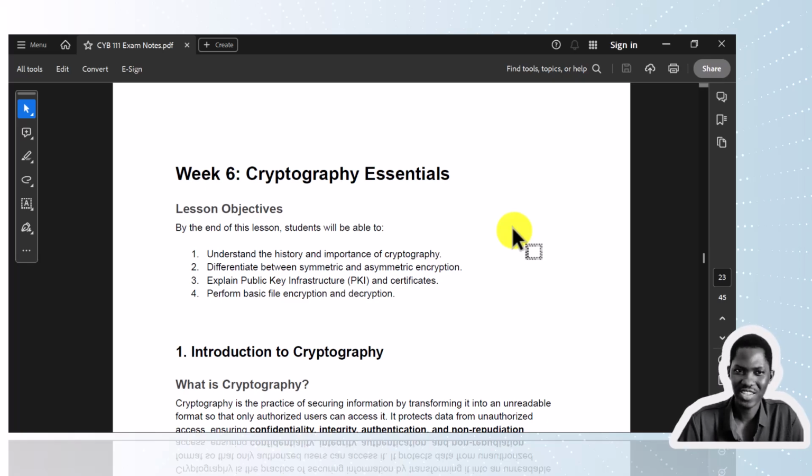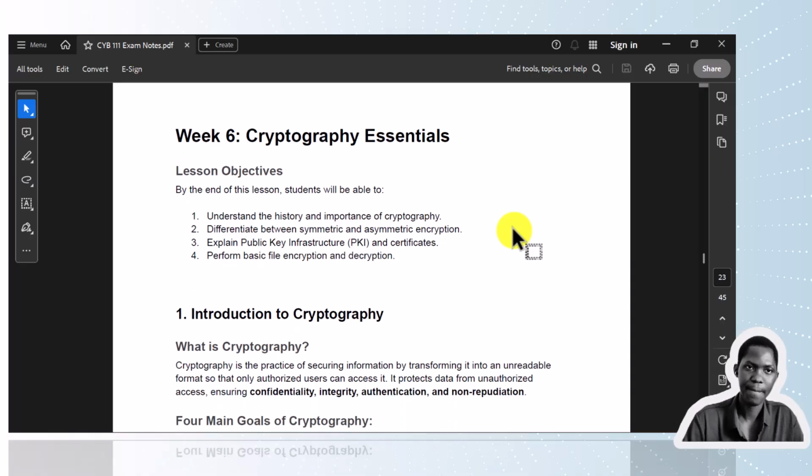The objectives of the lesson for this particular week are to understand the history and importance of cryptography, and to differentiate between symmetric and asymmetric encryption. This will always be something that you need to know. It is something you'll probably be asked in exams and interviews: symmetric and asymmetric encryption. You should be able to explain public key infrastructure and certificates and perform basic file encryption and decryption. So now let's get into it.